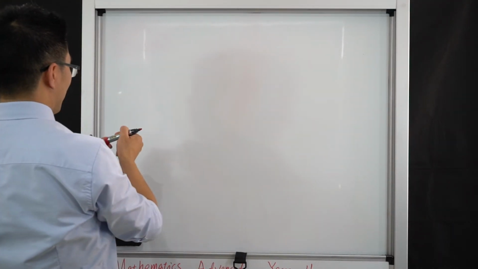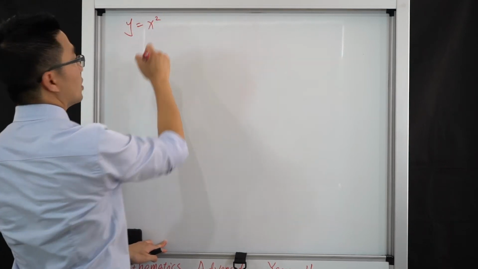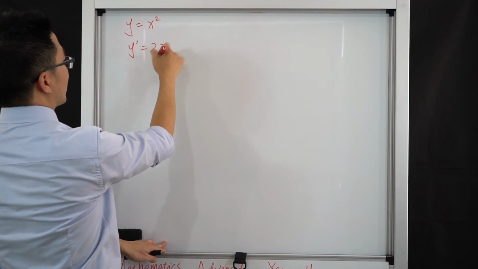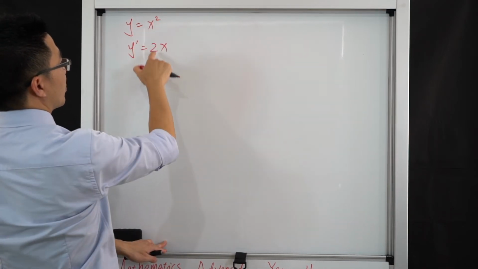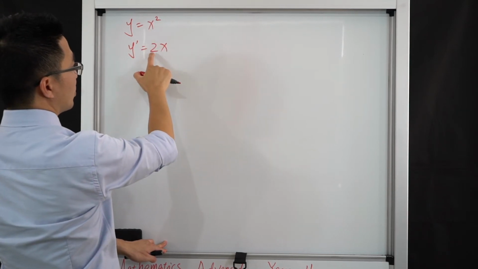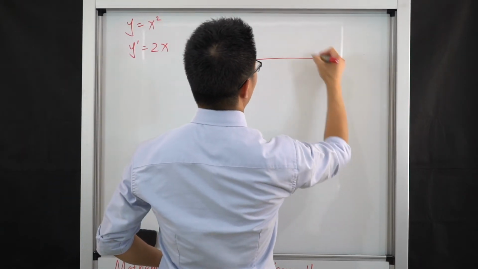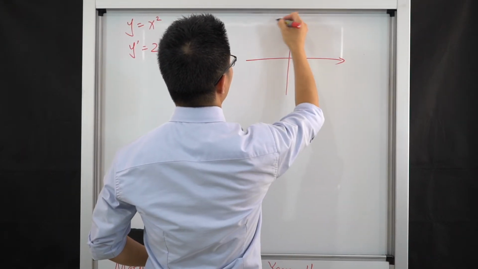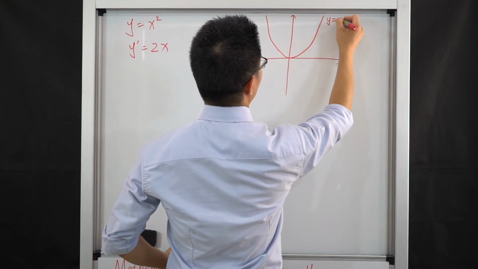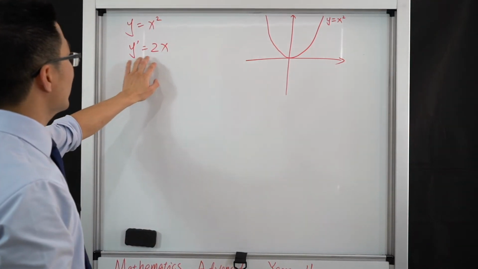Okay, for example, if the function is y equal to x squared, then its derivative would be 2x, right? So bring the power to the front. And the power minus 1 will become 1. So it will become 2 times x. Okay? Then here will be the graph for y equal to x to the power of 2. Its derivative function is y dash equal to 2x.